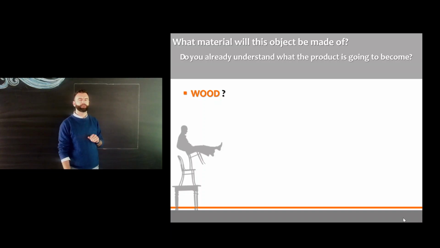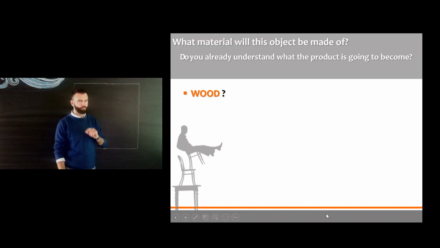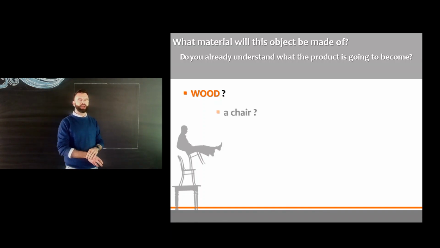Look at the first page. What material will this object be made of? What do you think? Plastic? Metal? Wood. Do you already understand what the product is going to become? Is this a car or something? No, of course it's a chair.